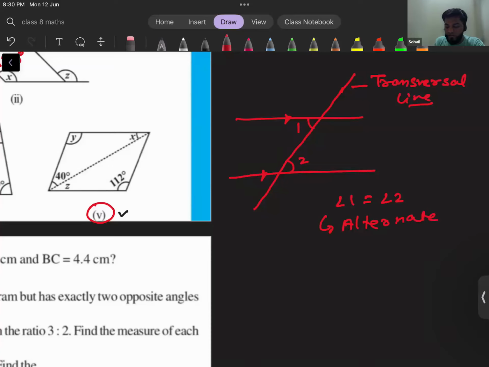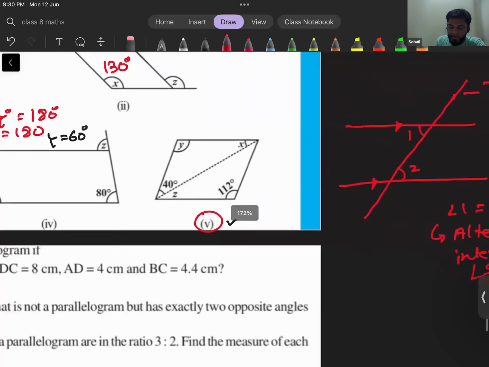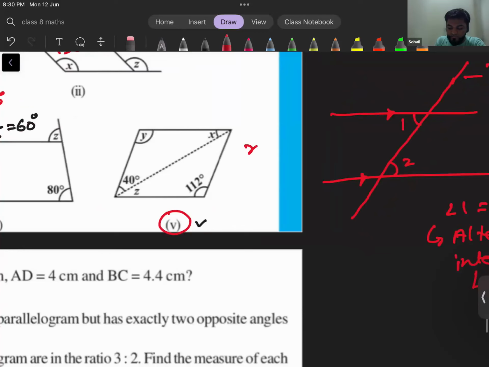Yes, sir. Alternate interior angles. They lie on alternate sides of the transversal, and they are on the interior of the parallel lines. So that's why they are called alternate interior angles. So X is going to be equal to Z here. X equals Z, that is already clear because they are alternate interior angles.